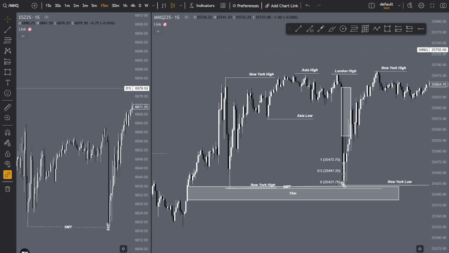This is not signals. This is not fast money. This is a structured model built around session timing, liquidity, smart money divergence, fair value gaps, and the 50% retracement.